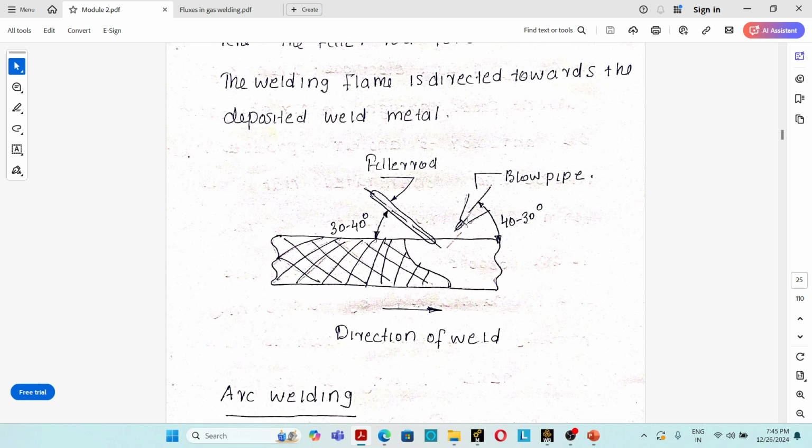So this is all about the oxy gas welding process or oxy-acetylene welding process. Oxy gas means oxy fuel welding process or oxy-acetylene welding process. The fuel is acetylene gas.